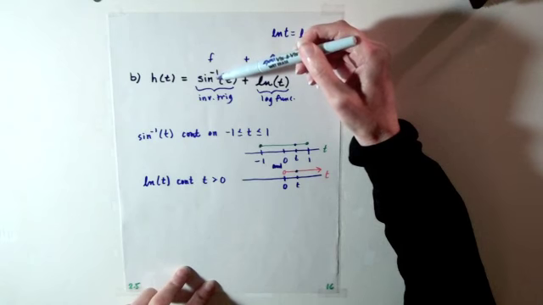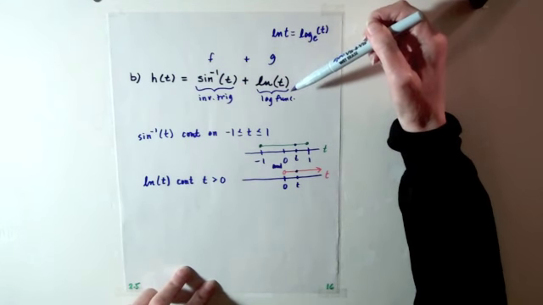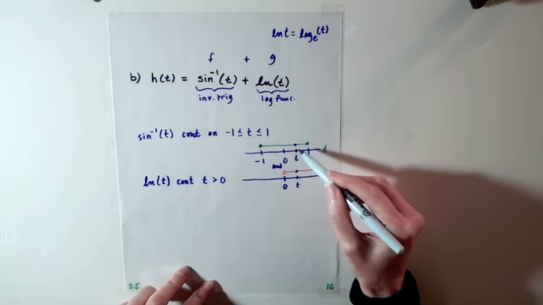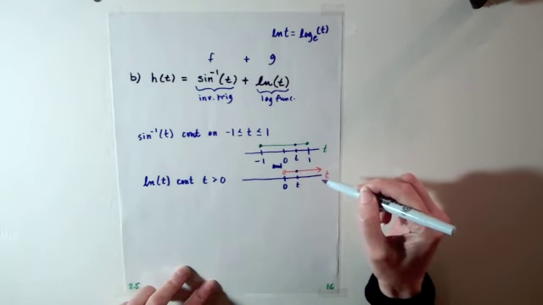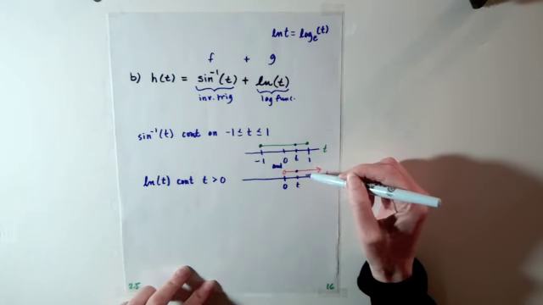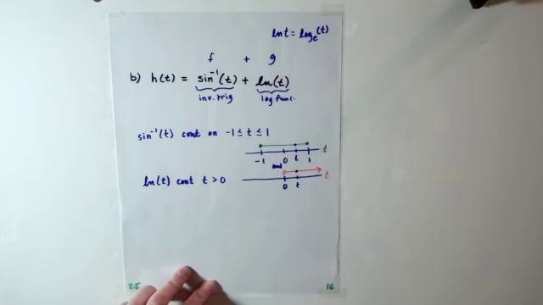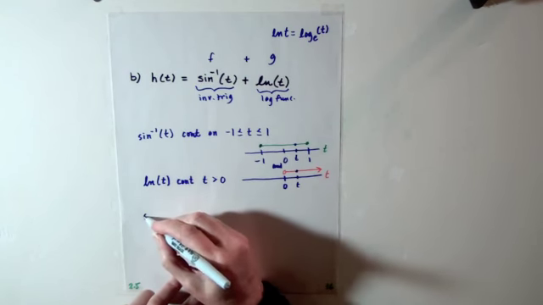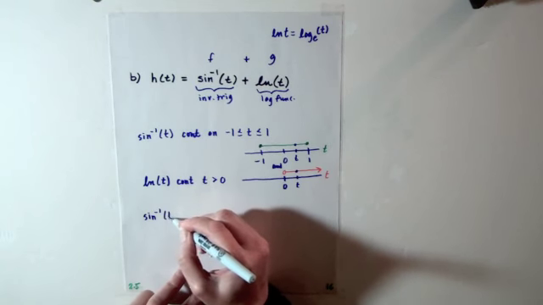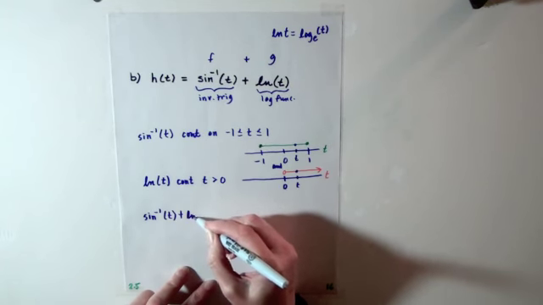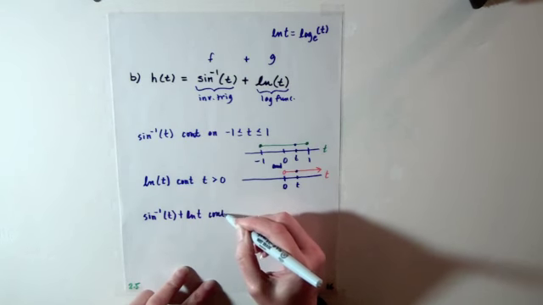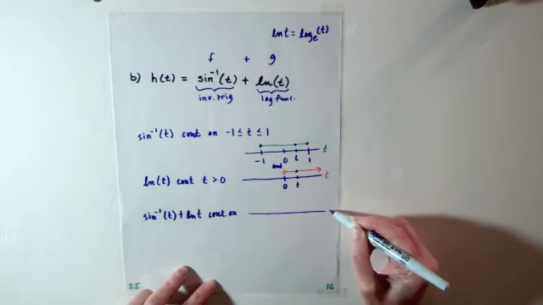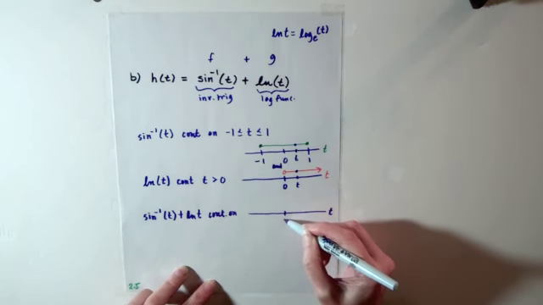Those will be values where both inverse sine of t and ln of t are continuous, and therefore the sum is continuous. So since we want t's that are both in the green set and the red set at the same time, we really want the overlap of those two sets, or a more technical way of saying it is that we want the intersection of those two sets. So we can go ahead and say that the inverse sine of t plus ln of t is continuous on the intersection or the overlap of these two sets.